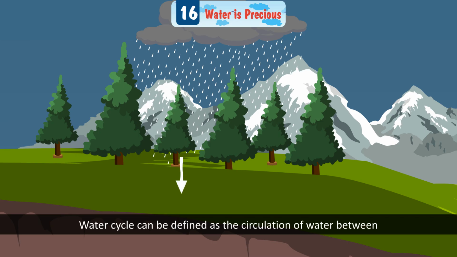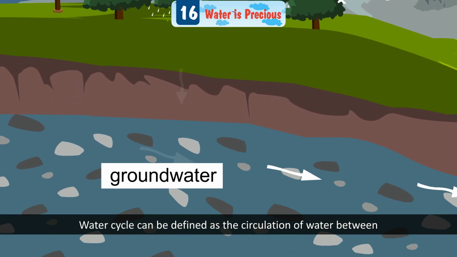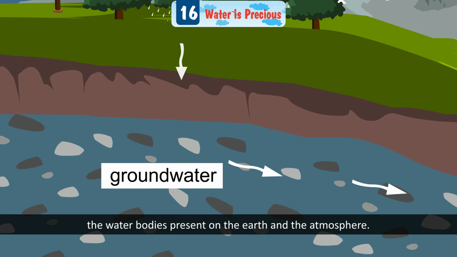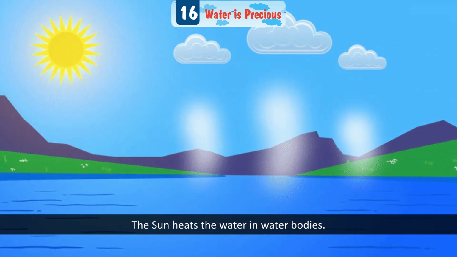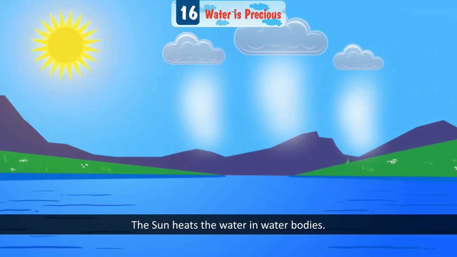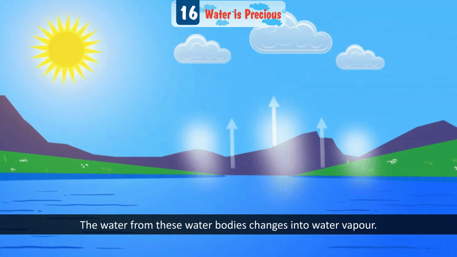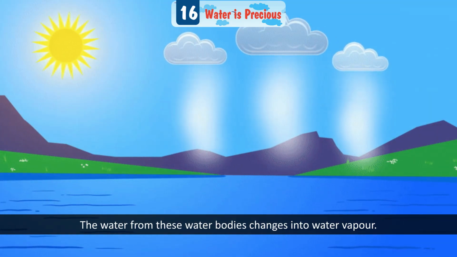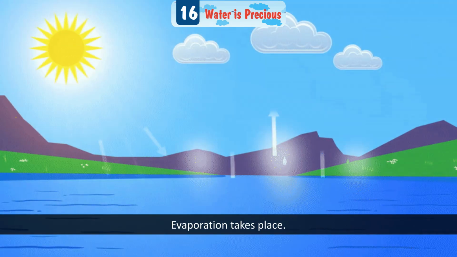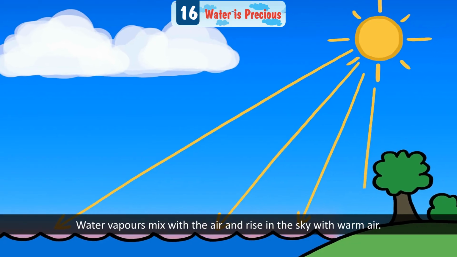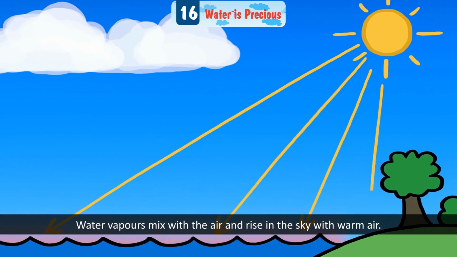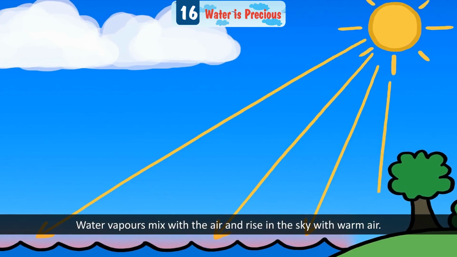Water cycle can be defined as the circulation of water between the water bodies present on the earth and the atmosphere. The sun heats the water in water bodies. The water from these water bodies changes into water vapor. Evaporation takes place. Water vapors mix with the air and rise in the sky with warm air.